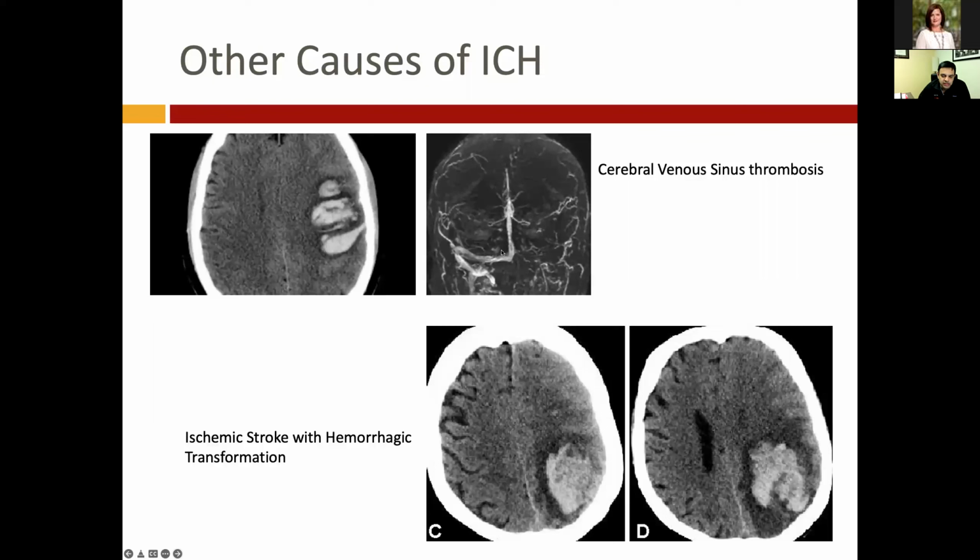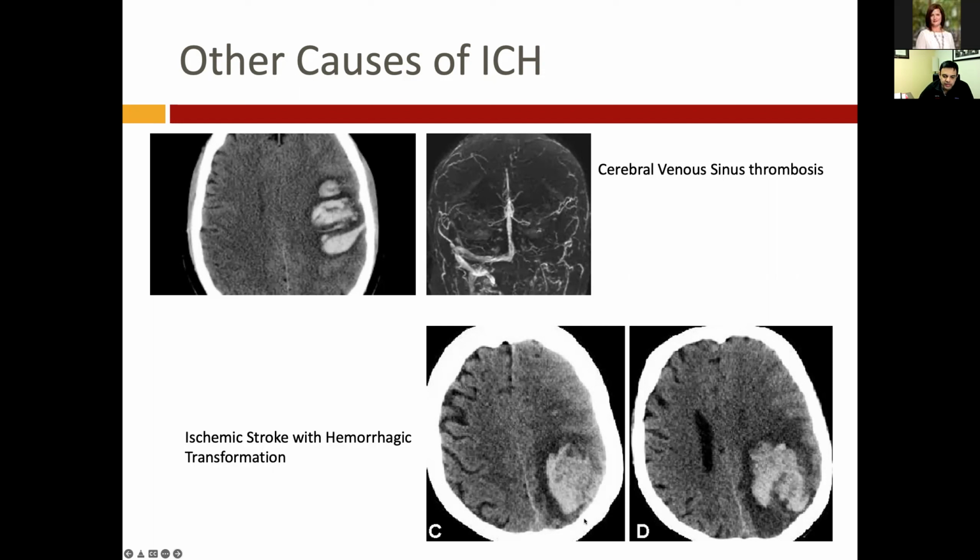So here you can see that the sigmoid sinus on the left side is completely occluded, completely thrombosed, and there is an area of venous hemorrhage here, because what happens here is there is backflow of blood flow. As a result, there is increased pressure here, and that causes slow oozing, and so it's a venous bleed, not quite the same as an arterial bleed.